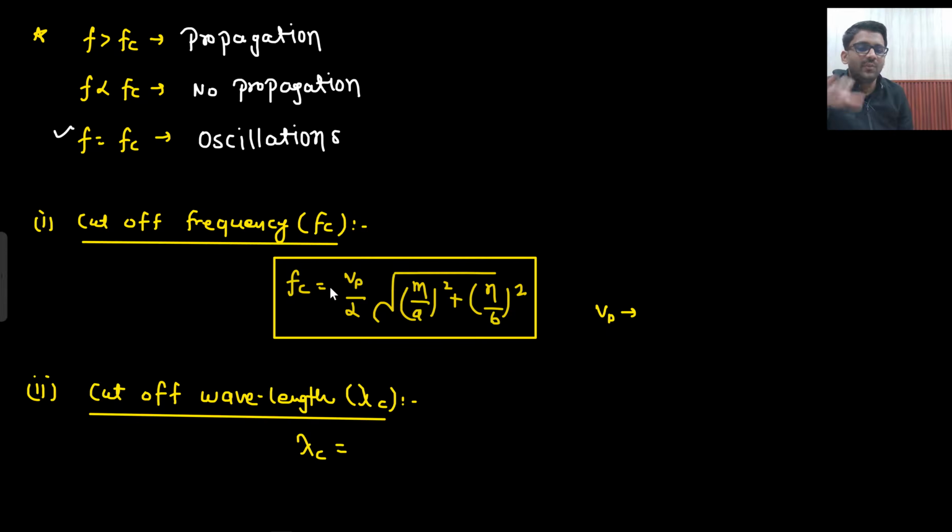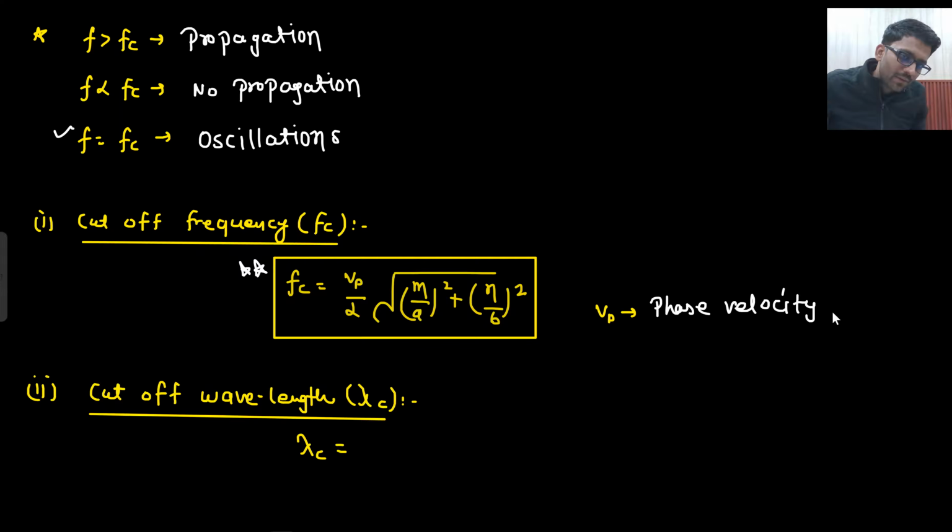So cutoff frequency we have built: fc equals Vp by 2 under root m by a whole square plus n by b whole square. So this is the first formula that we need to learn. What is Vp here? Vp is the phase velocity of a uniform plane wave. You certainly know what is m, what is n, what is a, what is b. You know all these things.